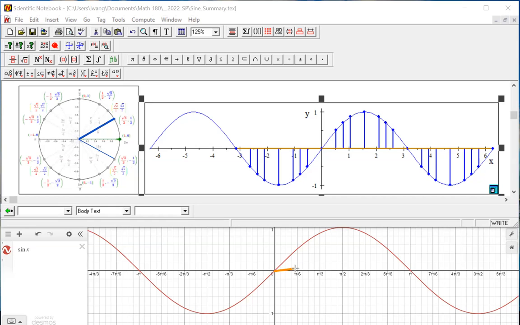Over here, pi over 6, negative pi over 6, right? And the positive half over here, and the negative half over there. Whenever inputs are opposite, the outputs are opposite as well. You can see that is true for all the special angles on sine, right?